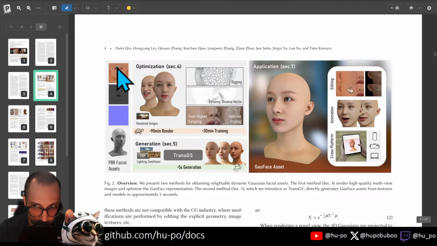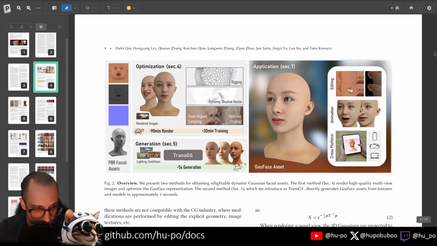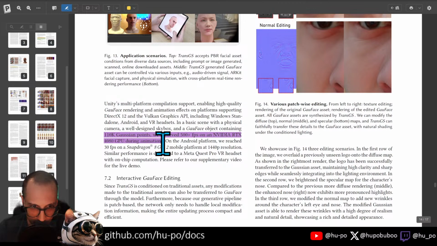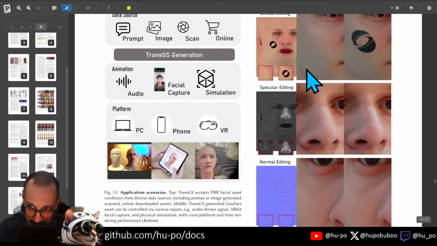You have the actual specular, I think it is, and then you have the normal map, and then the depth. I think those are the names of those three. But they take those, and then effectively they make a Gaussian for that, right? So it's kind of like a chicken and egg problem here, where they have this fancy Gaussian face asset which you can render quickly, right? But here, for example, 110K Gaussian points, achieving 500 plus frames per second on an NVIDIA RTX 4080 GPU. So 500 FPS rendering this Gaussian face asset.